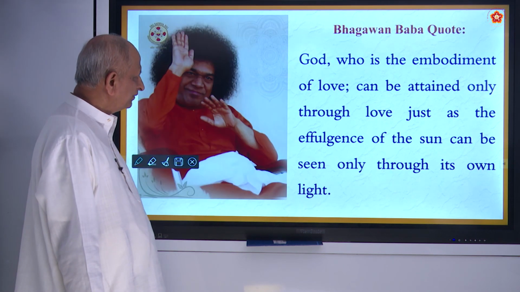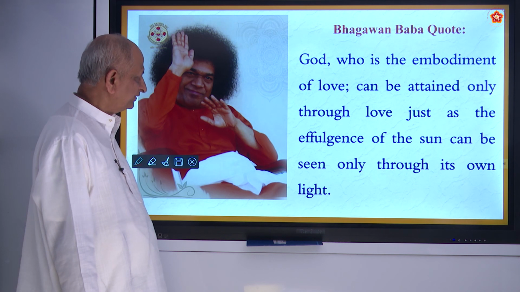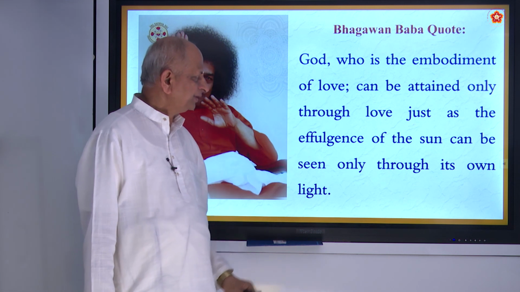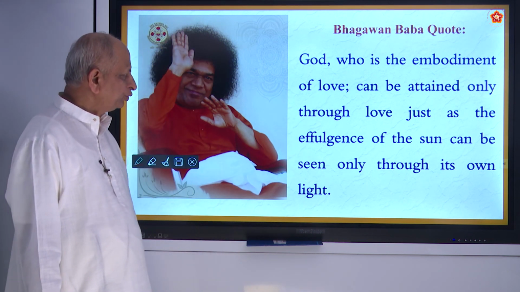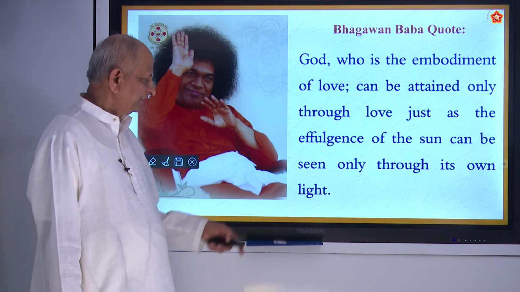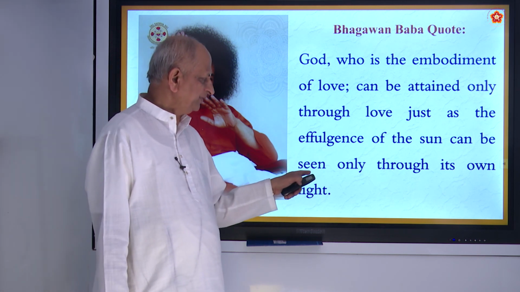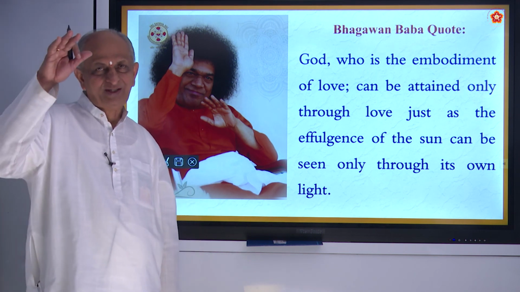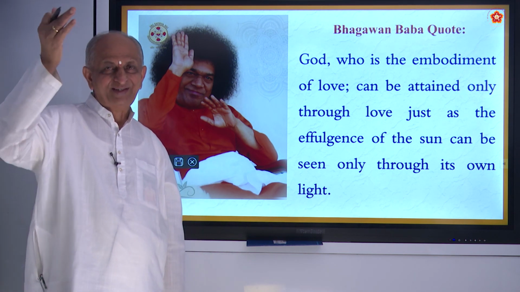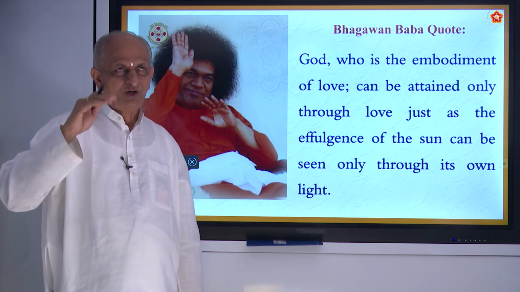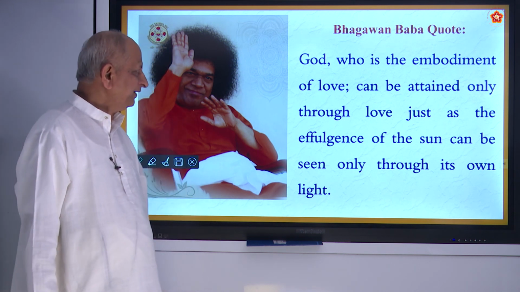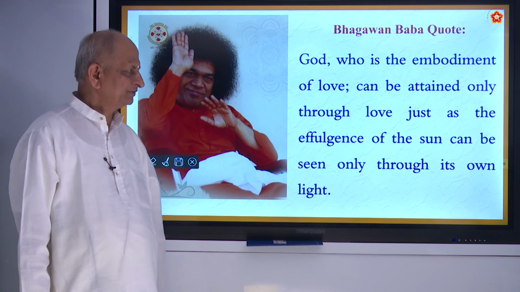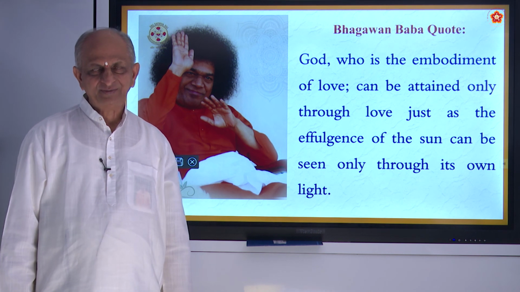Before we close, let us see what Bhagwan Baba says. God, who is the embodiment of love, can be attained only through love, just as the effulgence of the sun can be seen only through its own light. So, with sunlight only we can see the sun. So also God's love can be attained by practicing love. Okay? So come prepared for the answers.